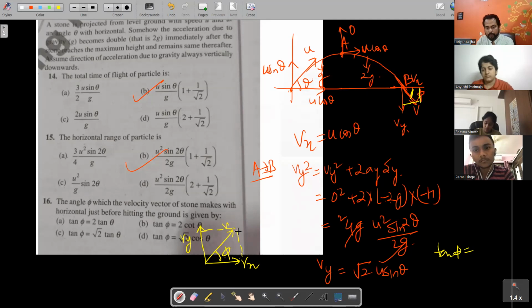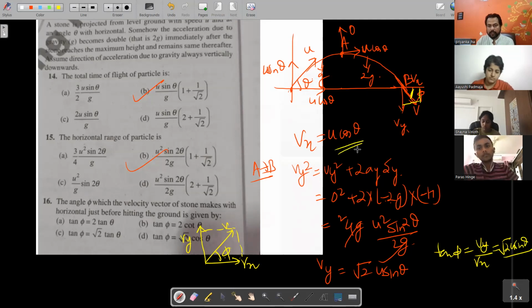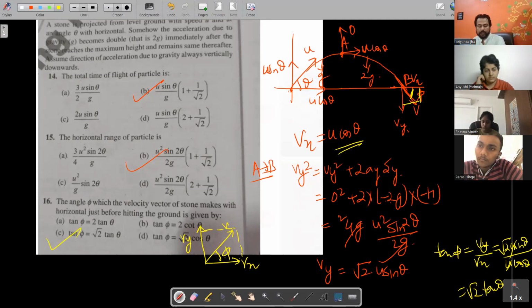So tan phi is perpendicular upon base, Vy upon Vx, and Vy is under root 2 u sin theta, and Vx is u cos theta. U is gone. So this is root 2 tan theta. So tan phi is root 2 tan theta. Understood? Or not? It was a good question, right?